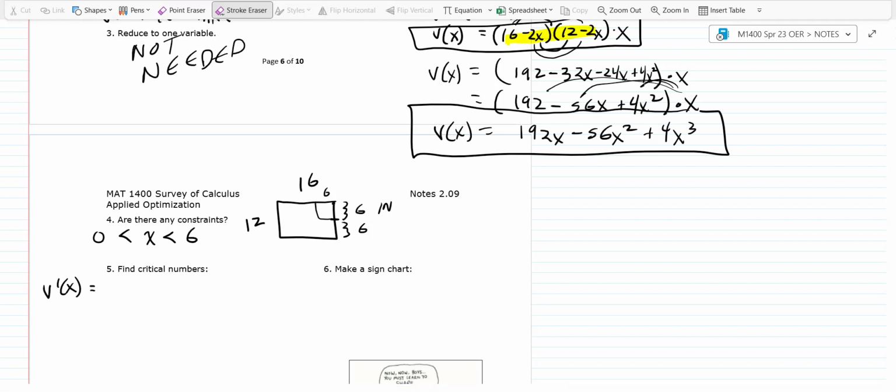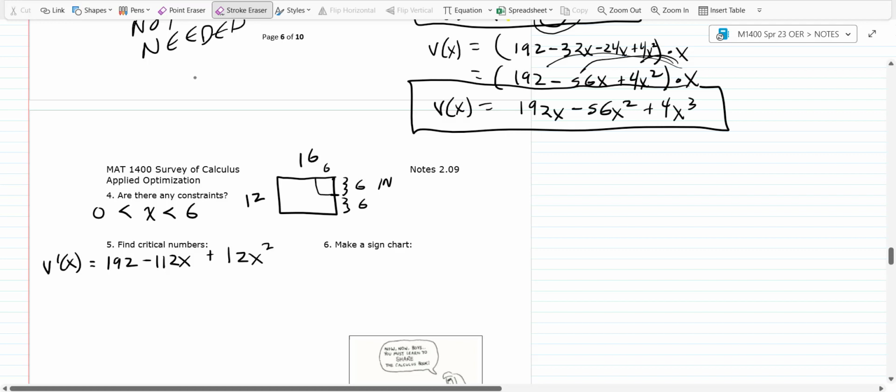Say something. 192 minus 112 plus 12x squared. There you go. Okay, so easy derivative. See, it was a lot easier to just multiply the thing out. And then you can do power rule stuff like that.